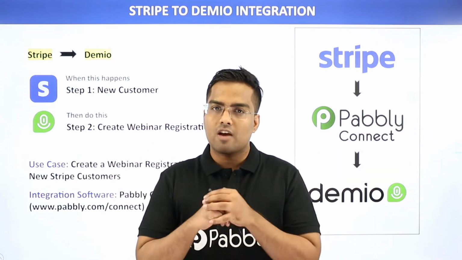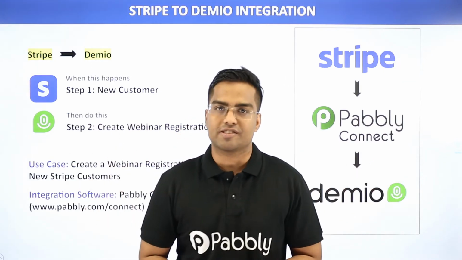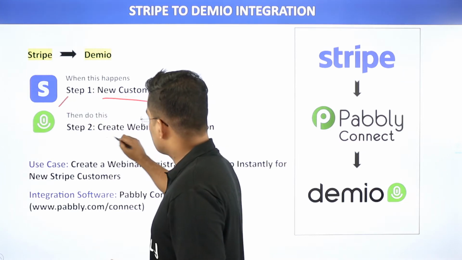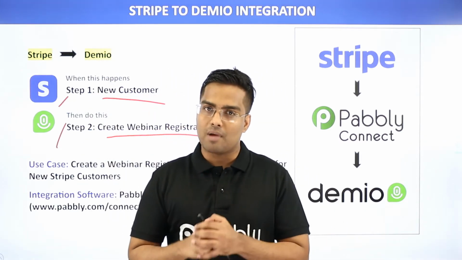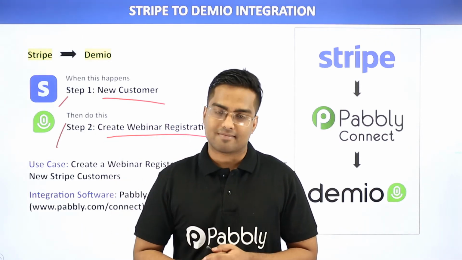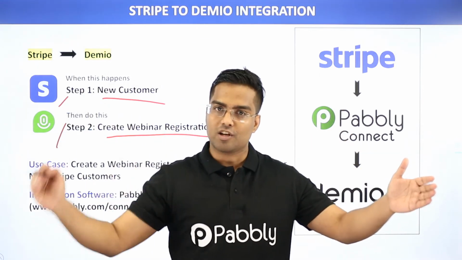So in this video, we will learn how to integrate Stripe and Demio. Our use case is pretty simple. When a new customer is made in Stripe, it will create a webinar registration in Demio. Now Stripe is an online payment processing platform and Demio is used for webinar registration. So what we are going to do is send the data from Stripe to Demio.